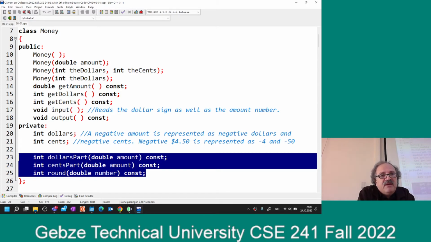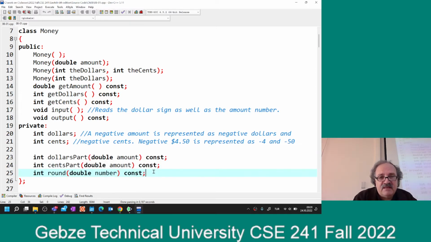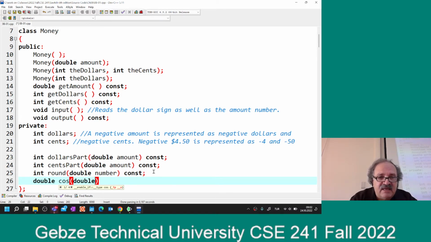And I am making this class crowded, even though I don't need it. It is no different than putting a cosine function that takes a double and returns the cosine of that double. That's it. Cosine is a useful function too, but it doesn't belong to this class, like the round. Round doesn't belong to this class. That's why I don't like them.